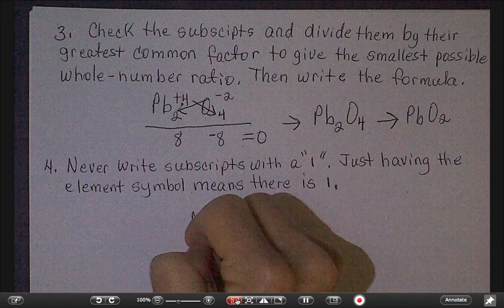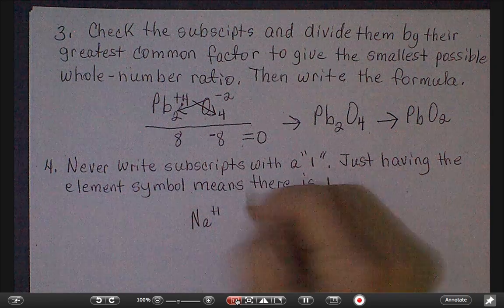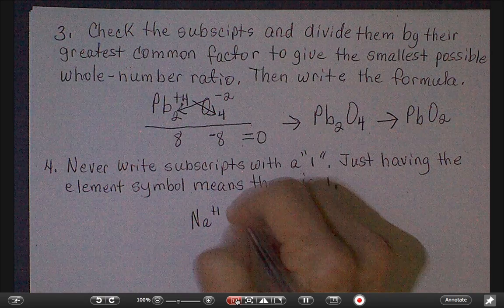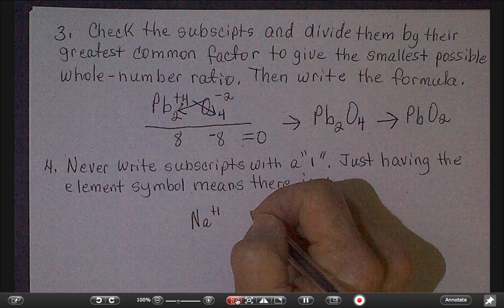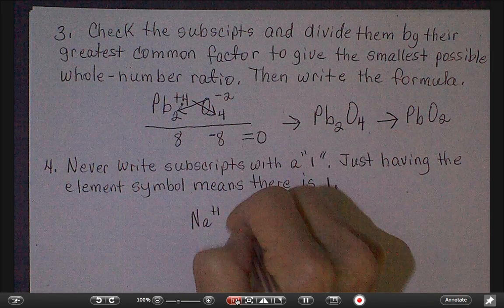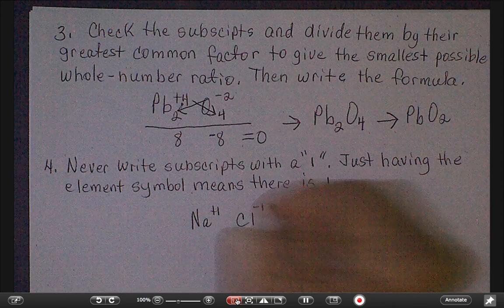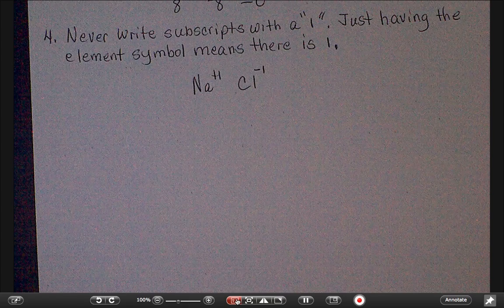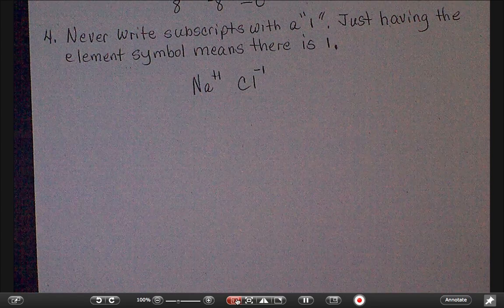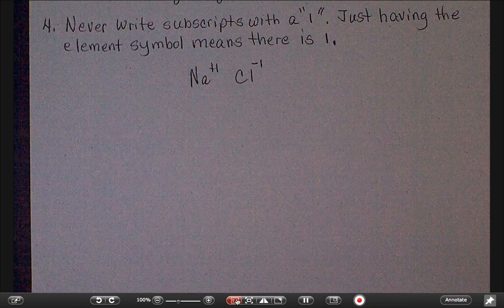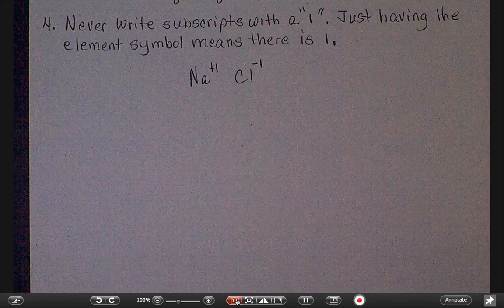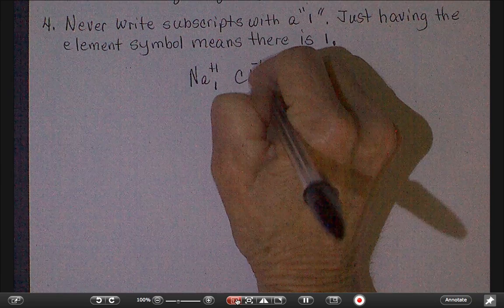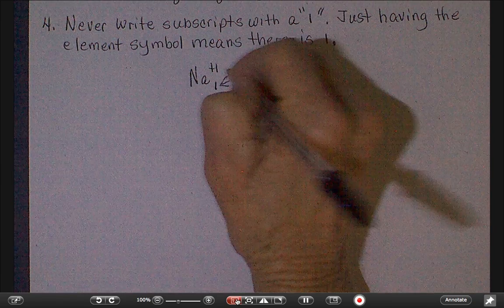Let's do Na plus 1. Where am I getting all these ionic charges? You remember me having you write them on your periodic table? Cl is a minus 1. Now, looking at this one, you're going to see basically this is a 1-to-1 ratio, isn't it? How do I know? Because the charges are exactly the same but opposite in sign. Does that make sense? So a 1 here and a 1 here in the crisscross. Yes?